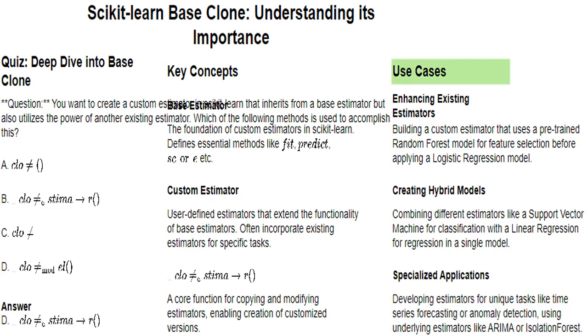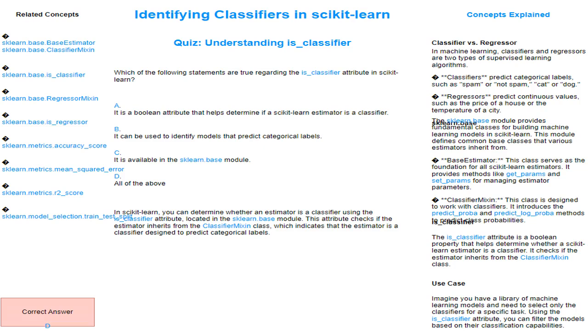Use cases. Which of the following statements are true regarding the isClassifier attribute in scikit-learn? A. It is a Boolean attribute that helps determine if a scikit-learn estimator is a classifier. B. It can be used to identify models that predict categorical labels. C. It is available in the sklearn base module. D. All of the above.